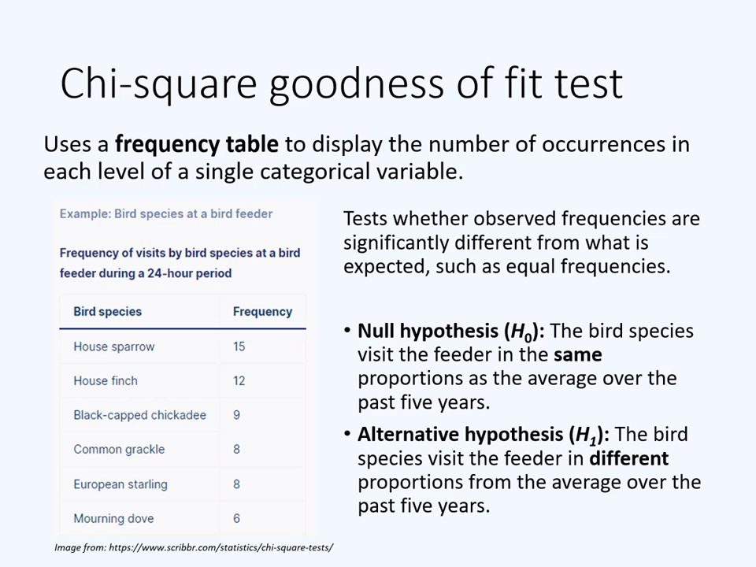We're testing our observed frequencies against a prior expectation which is based on the average number of different species that have visited this bird feeder over the last 5 years. Our null hypothesis is that our observed proportions of different bird species will be the same as the 5-year average. Our experimental or alternative hypothesis is that the species will visit the feeder in different proportions from the 5-year average.